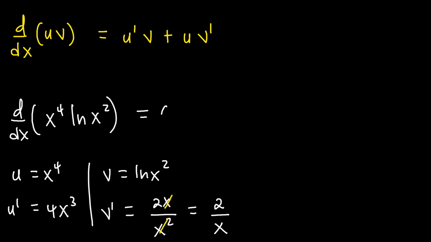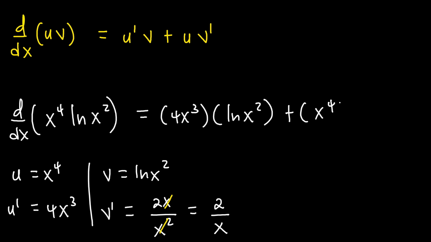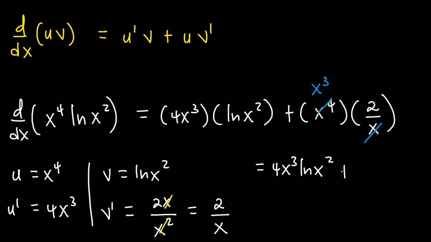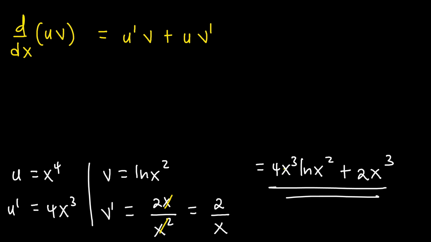So we shall have u prime, which is 4x to the power of 3, times v, which is natural log of x to the power of 2, plus u, which is x to the power of 4, times v prime, which is 2 divided by x. Now this x will cancel with that, and we shall remain with x to the power of 3. So our final answer will be 4x to the power of 3 times natural log of x to the power of 2, plus 2 times x to the power of 3. And if you want, you can pull out 2 times x to the power of 3.